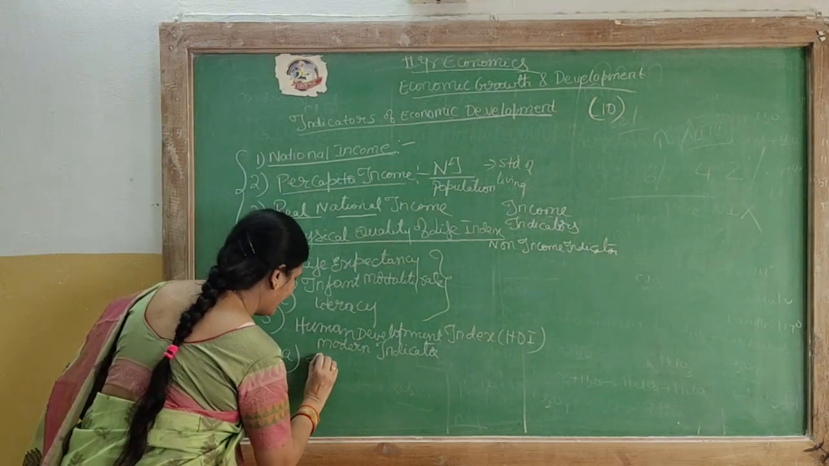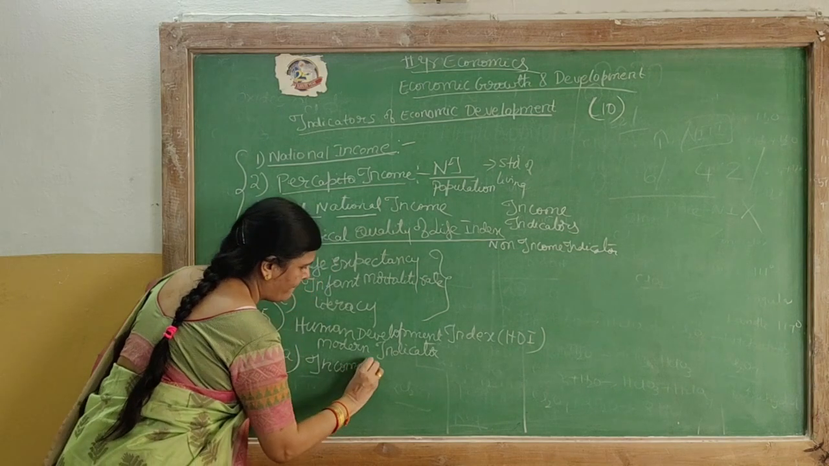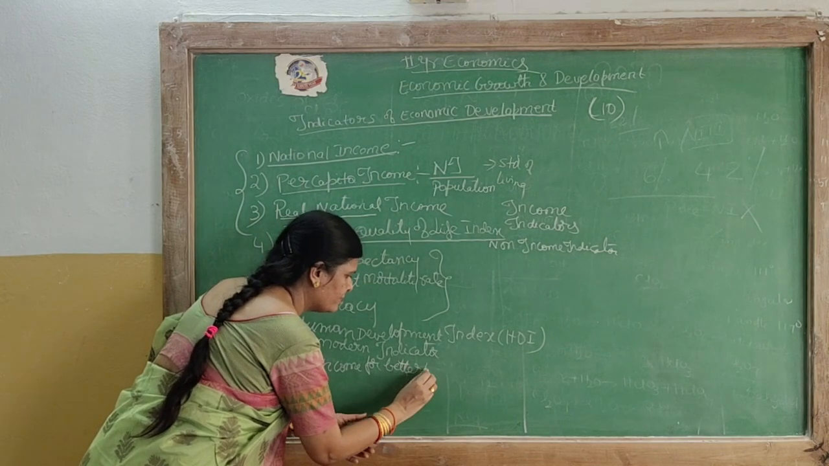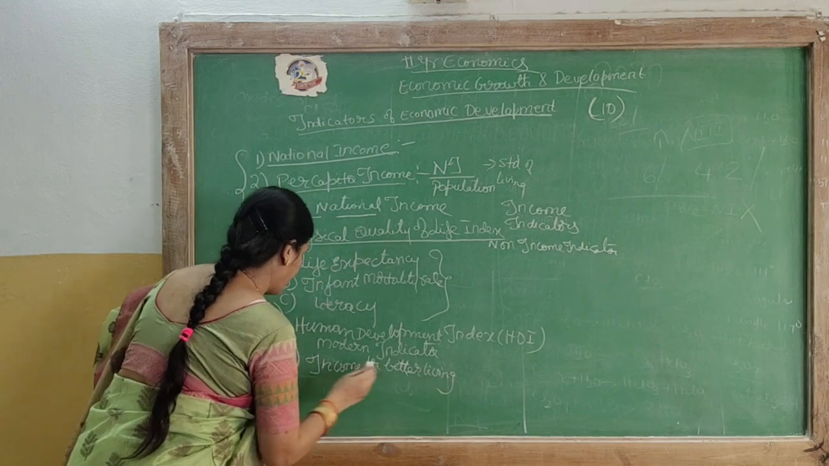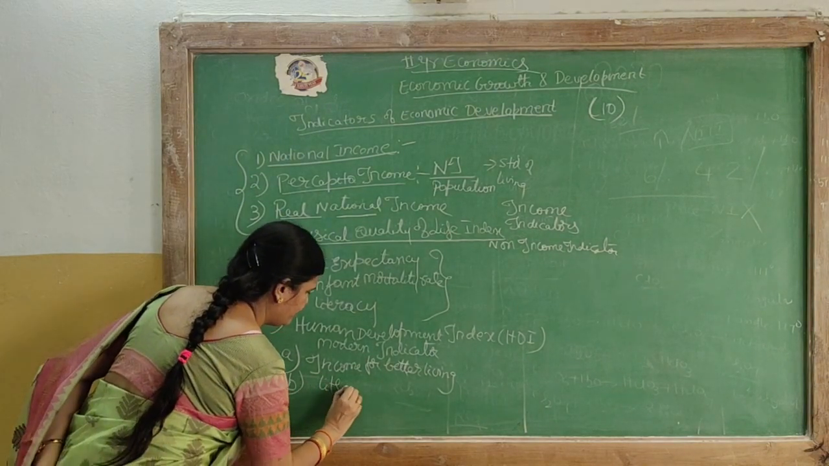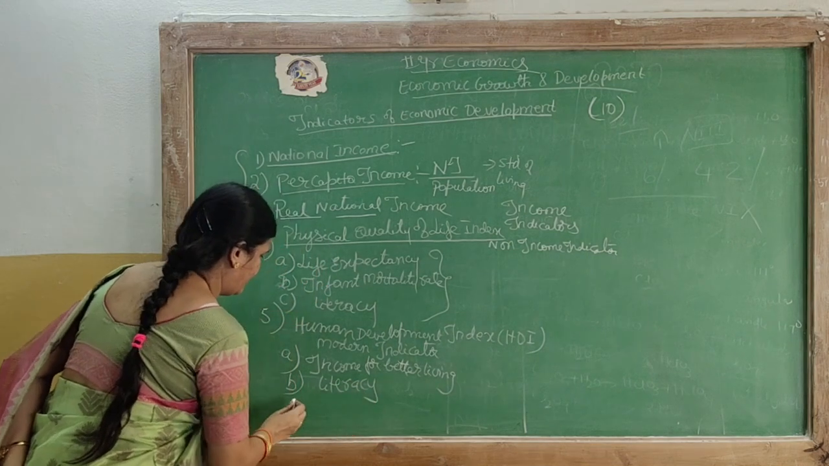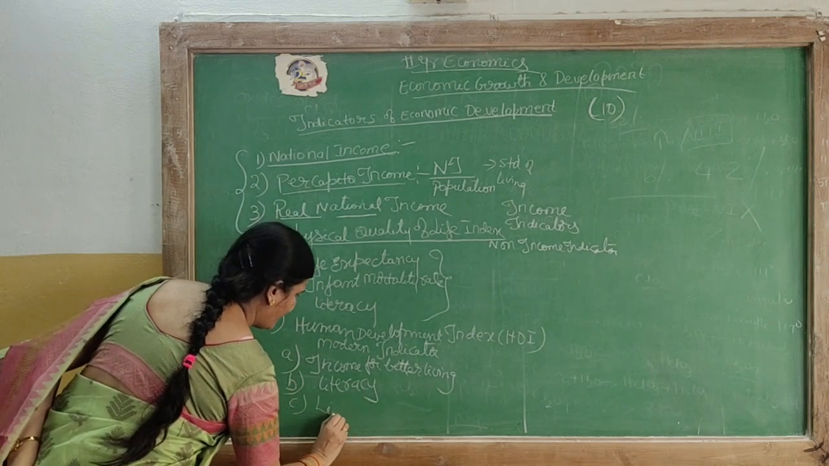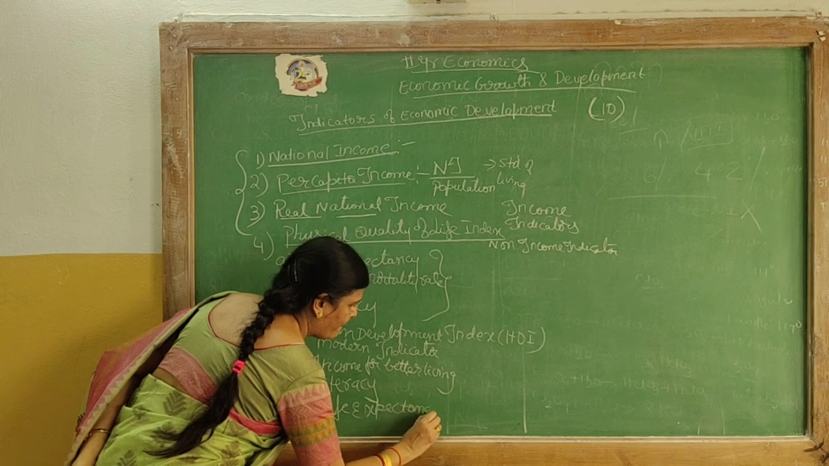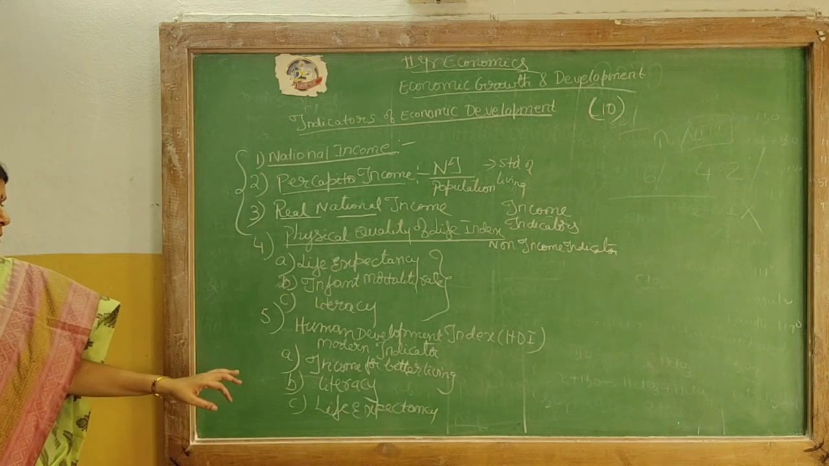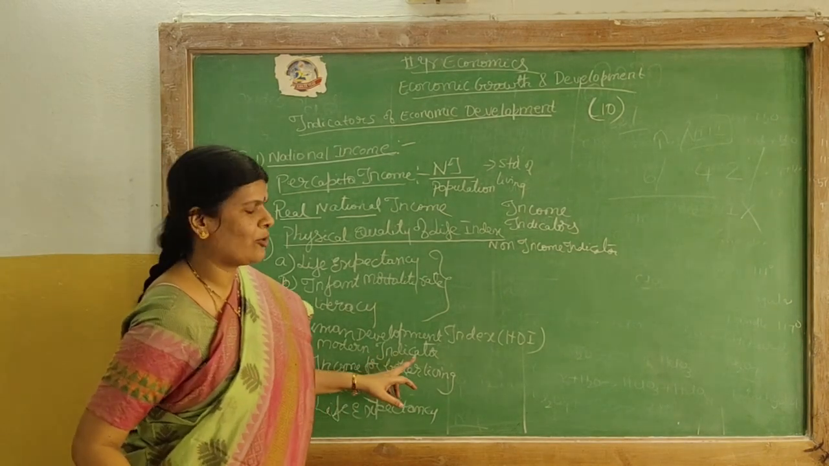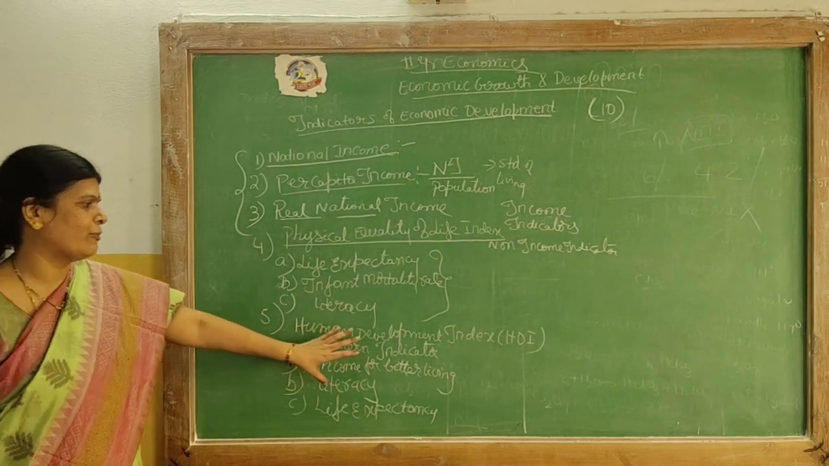First one is income for better living. Second one is literacy. Third one is life expectancy. So what is this? Income for better living. As I said, this is more of an indicator.